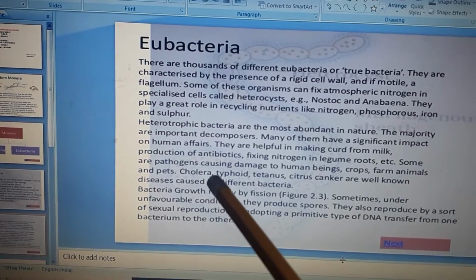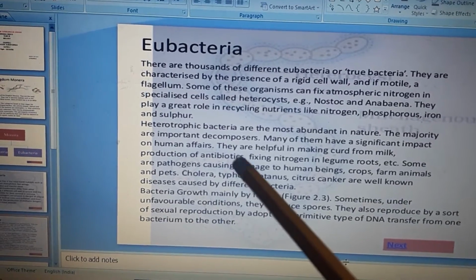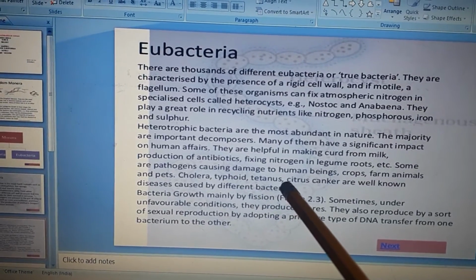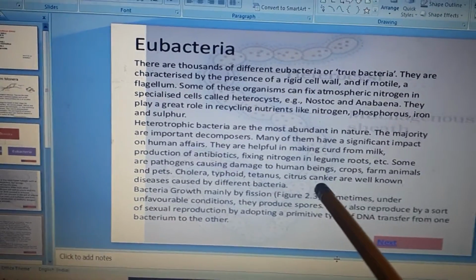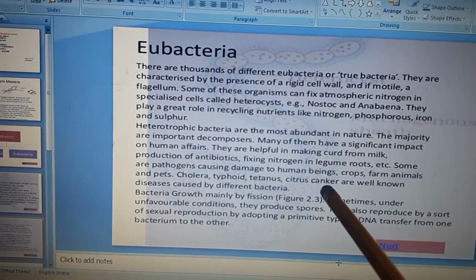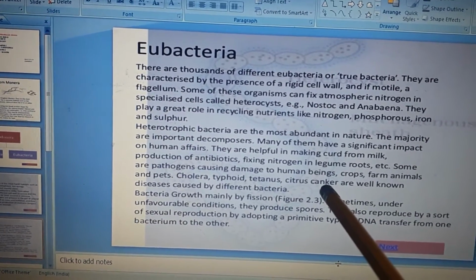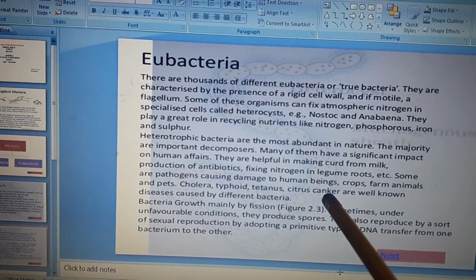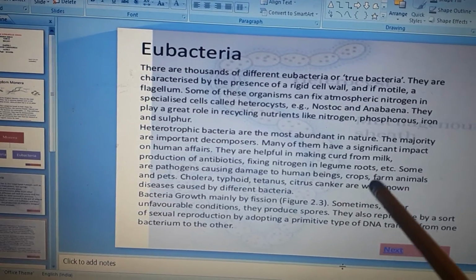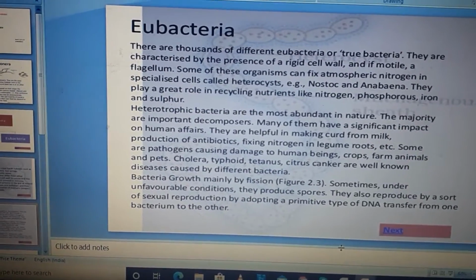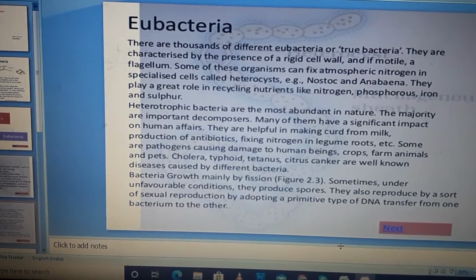They also lead to some severe diseases like cholera, typhoid, tetanus, and citrus canker, which is caused by a pathogen that affects citrus fruits. So these are the major types of diseases caused by Eubacteria.